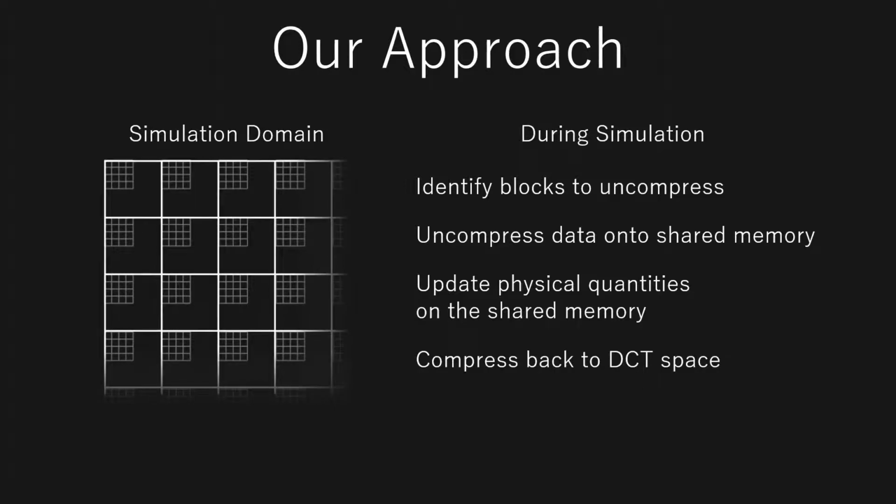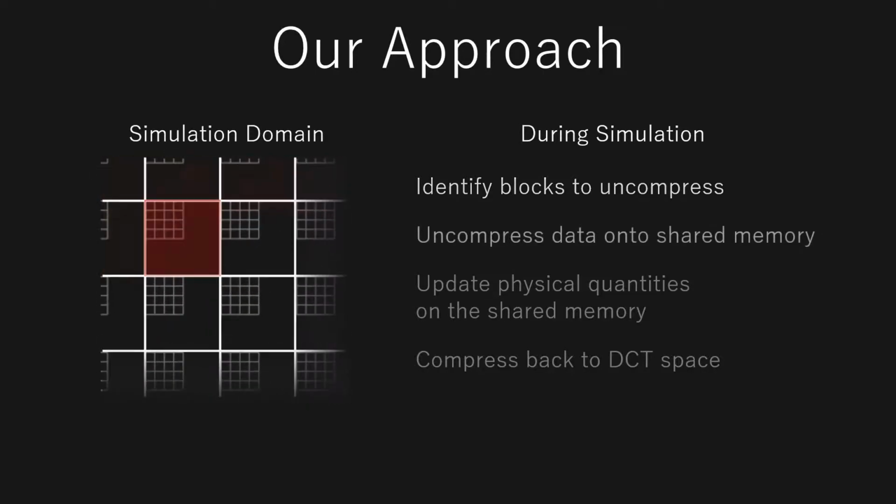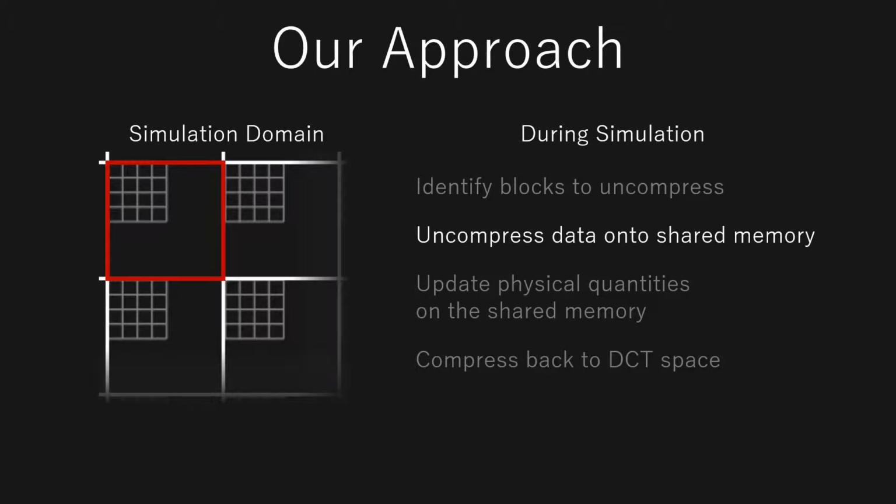Our simulation loop consists of the following 4 steps. First step is to identify the maximal number of blocks that can uncompress within the shared memory on GPU. This process determines the peak of our memory consumption during simulation. Next, we focus on each block for further calculation.